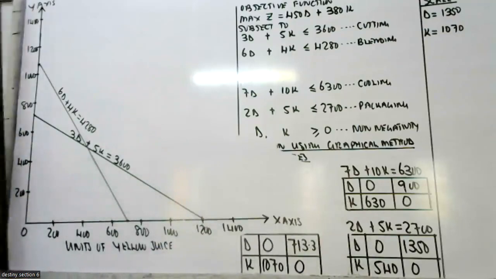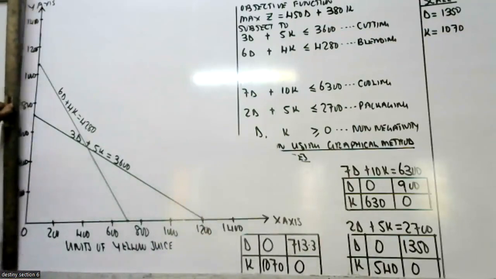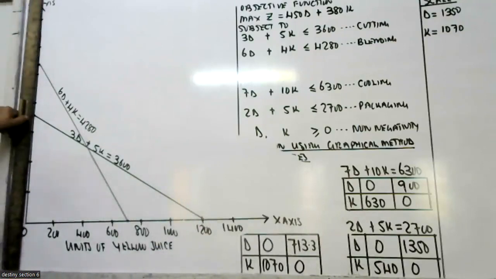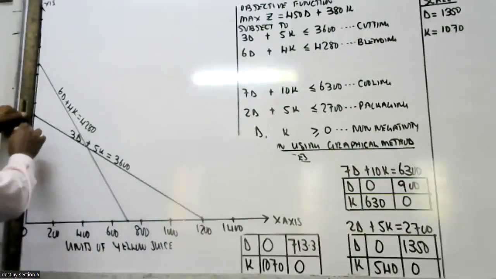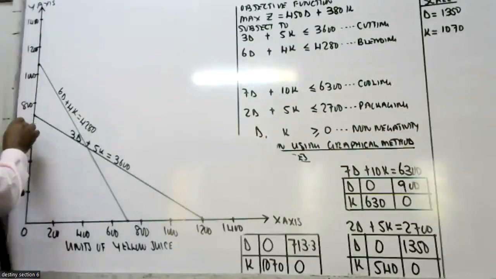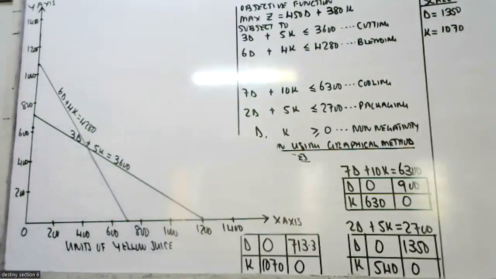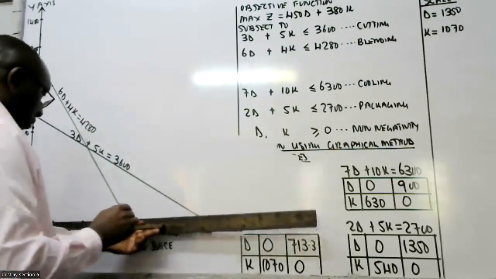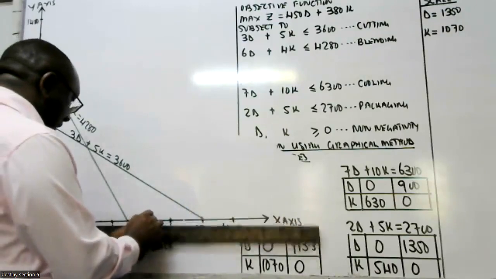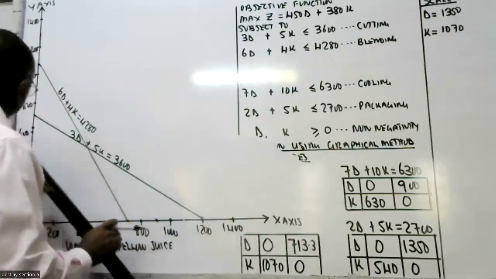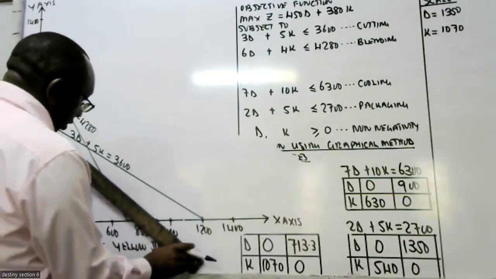And now we come and plot this one. When D is 0, K is 630. So 30 is, this is 20. So 30 should be here, 630. And then this other one is 900. So you come and mark your 900 somewhere here.